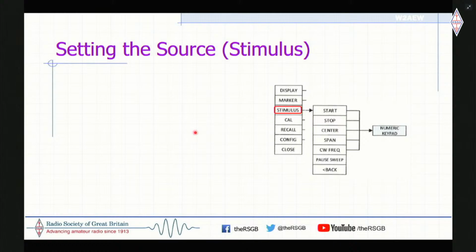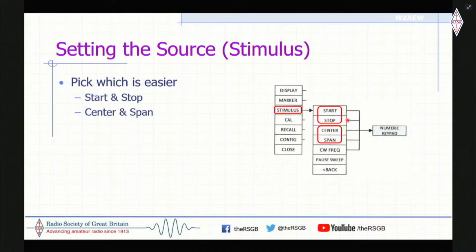So the other thing that's important is to set what's called the source. The source is the RF source that's inside the NanoVNA. We want to set the frequency range we're going to measure. There's a couple of ways to do it. You can set the start and stop frequency. Maybe I want to measure from 14 megahertz to 14.3, right? That's setting the start and stop frequency.